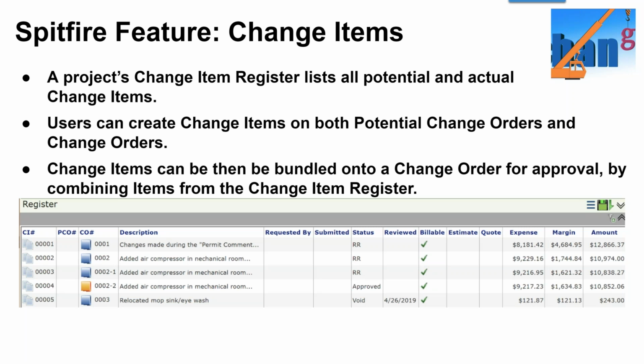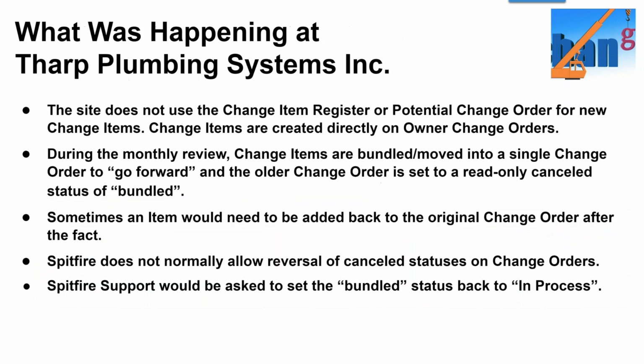Whether you create items on a potential change order or a change order, they are all listed on the one change item register on the project. That's the place that keeps track of all of those potential and actual change items. And so that is certainly one way that we envision people using the register, to have that list of all of them. But not all our clients do things in the same way. So what was happening over at THARP?